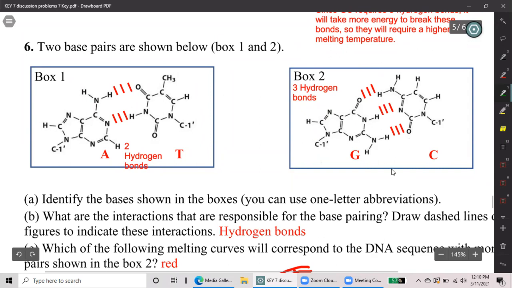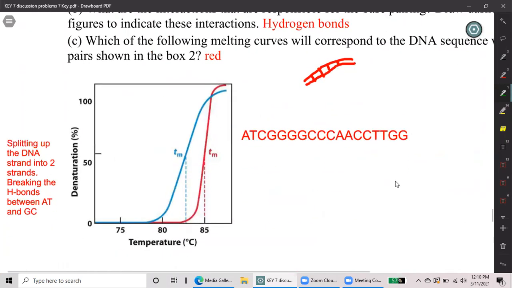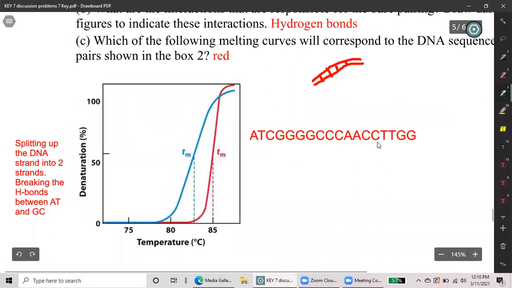So when you need more energy, that just means that you need a higher temperature, okay? So over here, I gave you an example sequence of DNA. Look at all these G's and all these C's. That means you're going to need a pretty high temperature to melt this DNA strand, okay? Because remember, it's a double helix held together by those hydrogen bonds. And you want to break this up in order to start the process of transcription, okay?